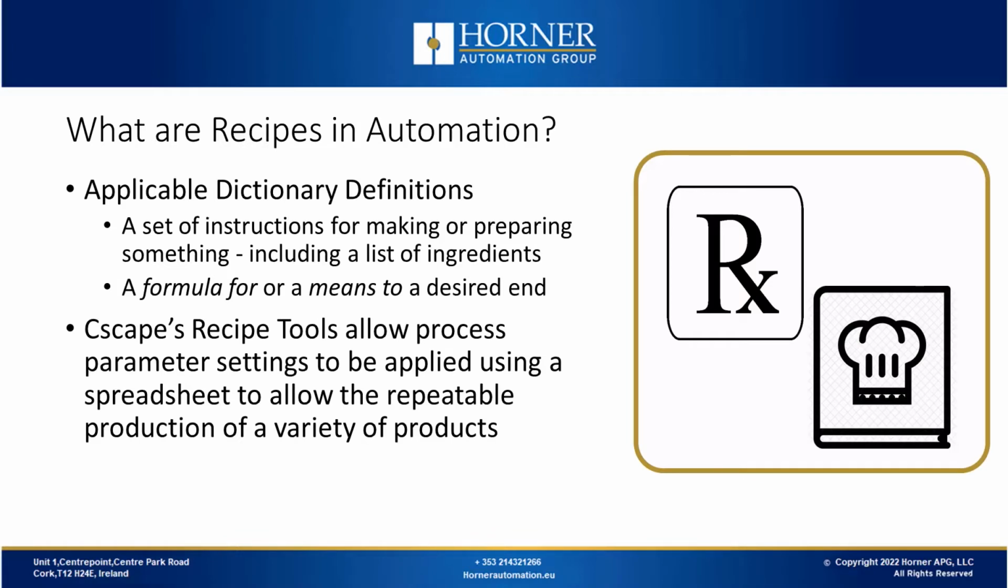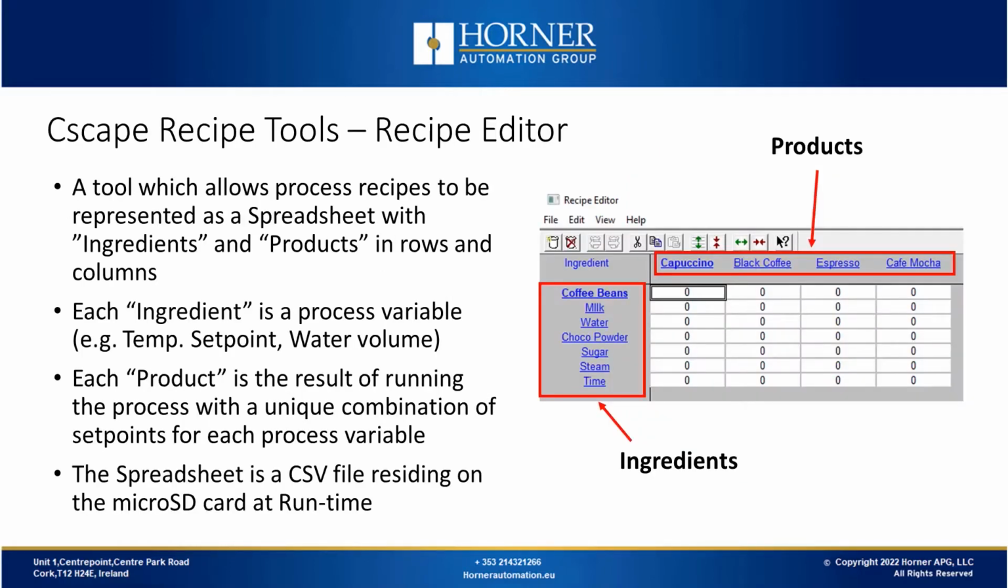So what are recipes in automation? By definition, a recipe is a set of instructions for making or preparing something, including a list of ingredients. Another definition is that a recipe is a formula for or a means to a desired end. Cscape's recipe tools are used to allow process parameter settings to be applied using a spreadsheet to allow the repeatable production of a variety of products. Let's look at the Cscape recipe tools, starting with the recipe editor.